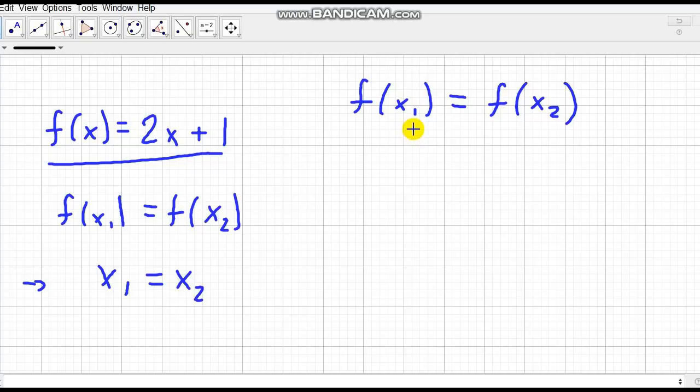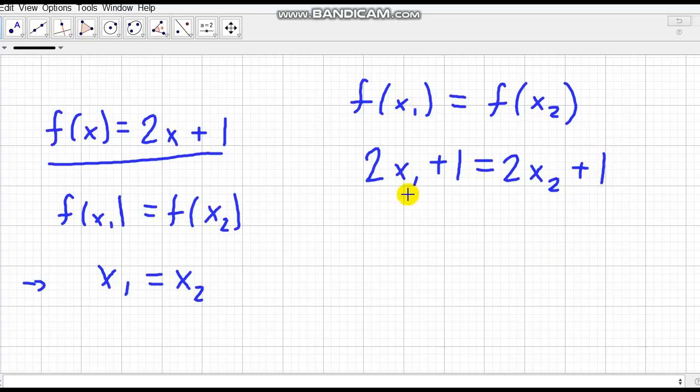Then what we want to show at the end is this one. We should be able to arrive here. So we have 2x sub 1 plus 1 is equal to 2x sub 2 plus 1.